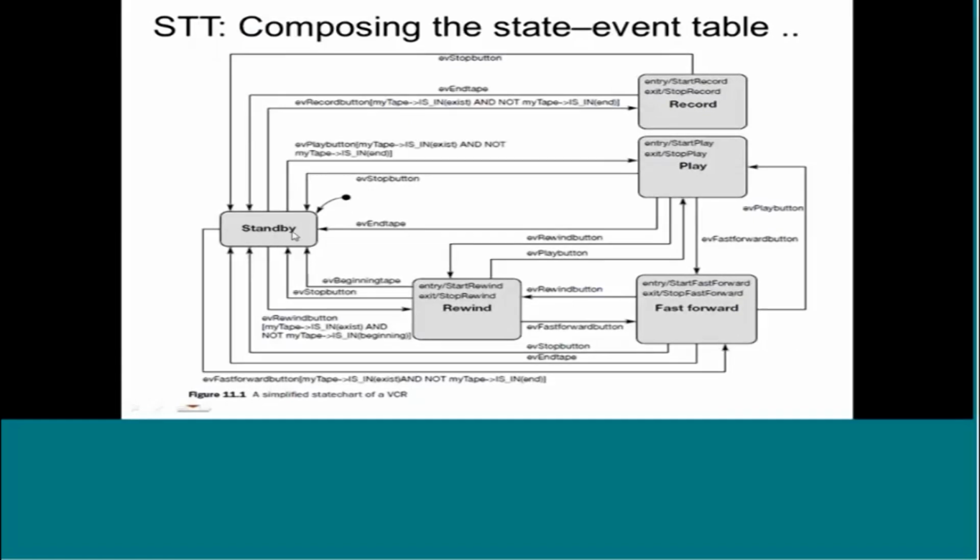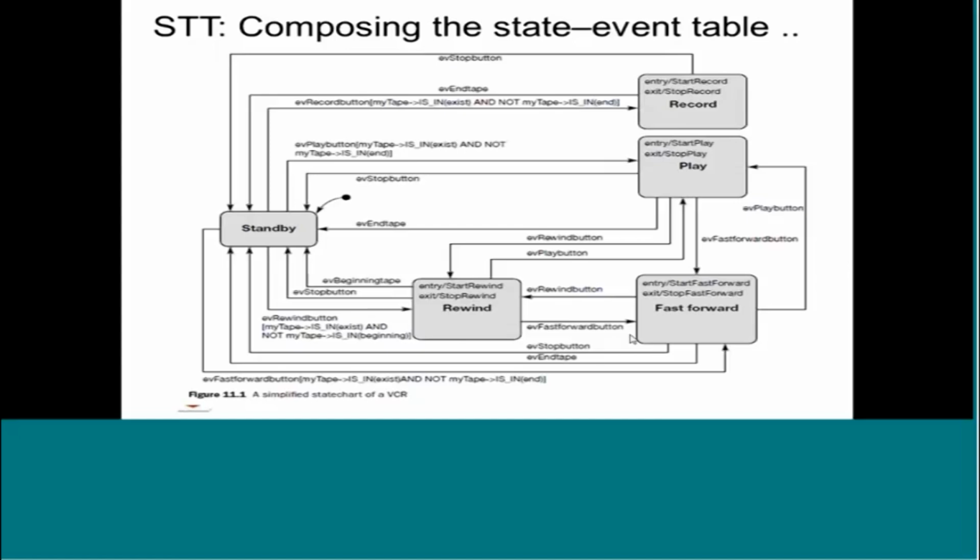So in the standby state, it will continue till we have events. See how many events there are. To go to play, one event is there, and for going to record, one more event is there. Then there is rewind, yes. And the last one is fast forward. So it can go to 4 states based on the events from standby. One is play, another is record, another one is rewind, another one is fast forward. Okay, this is the moving forward phase.